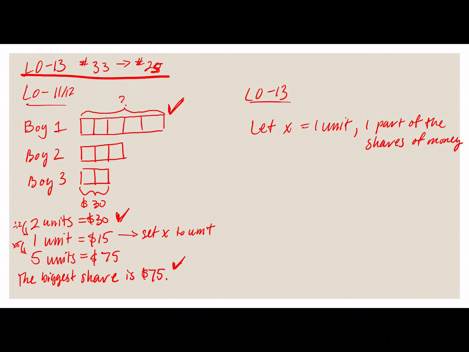Then we go ahead and say, okay, 2 units, or 2x, was equal to $30. That means that x is going to equal $15. And the largest share is 5x. 5x will be $75. Okay. And so that's as much as we need to go for this one on learning outcome number 13. Okay. So we let x equal 1 unit, that's 1 point there. And then we need to say what it is, that's another point there. Okay, so this answer will be 2 points.